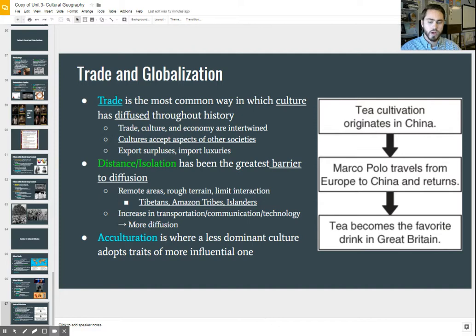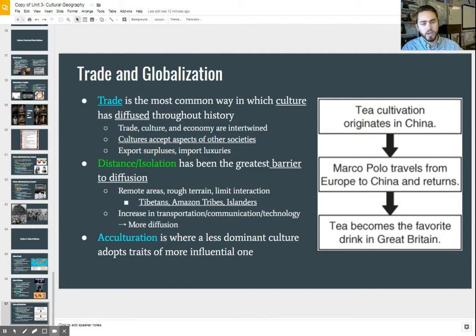And so you get material goods and non-material goods being transported from one group of people to another. And so you see this type of relocation and contagious diffusion that occurred. So trade has been the number one way in which throughout history people have had their culture diffused. You can see an example here of tea. So tea originally started in China. It originated in cultivation there between the border of China and India today.